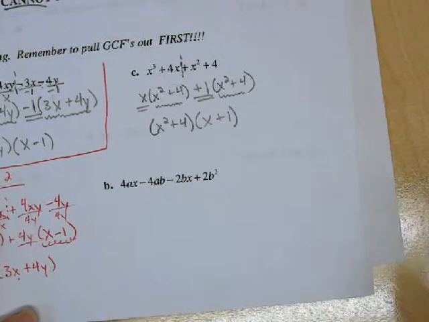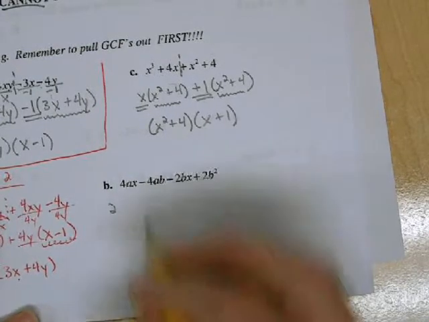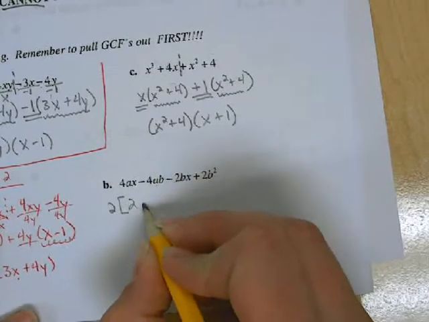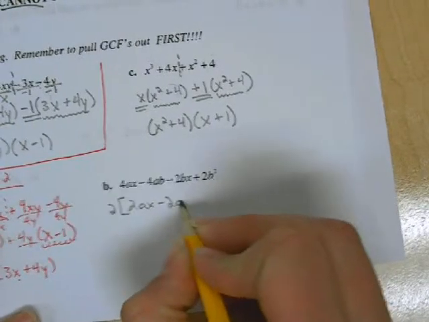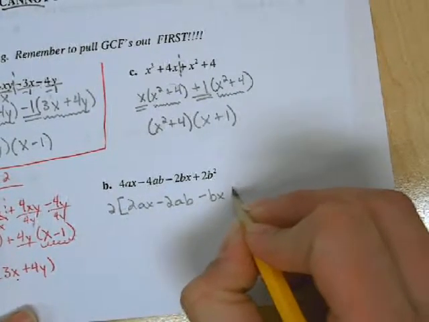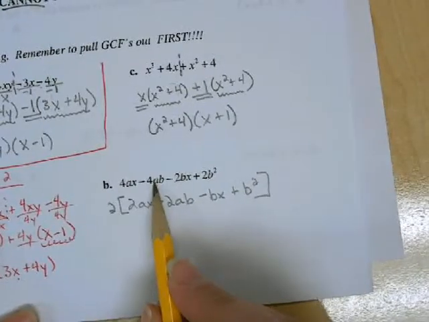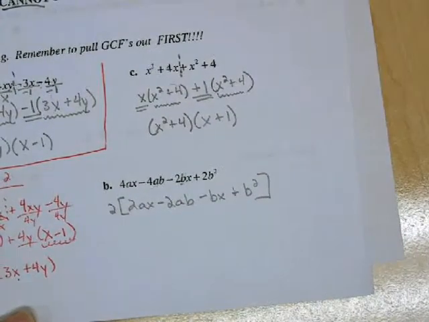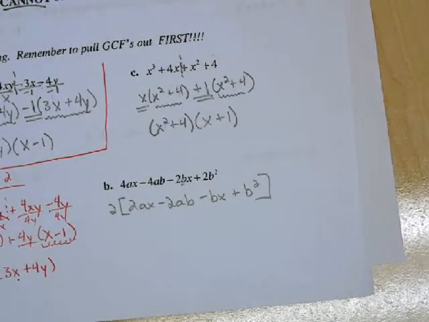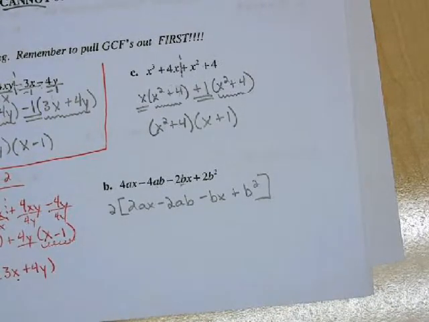So before I even get started, I'm going to factor that 2, and it's going to come out front. So I'm going to divide each one of these by 2. So I'll be left with 2ax minus 2ab minus bx and plus b squared. So I divided each one of those coefficients in the front there by 2. Taking that GCF out will allow us to simplify. Yes, I did use brackets, and that's just to make sure that 2 doesn't accidentally get multiplied back in.